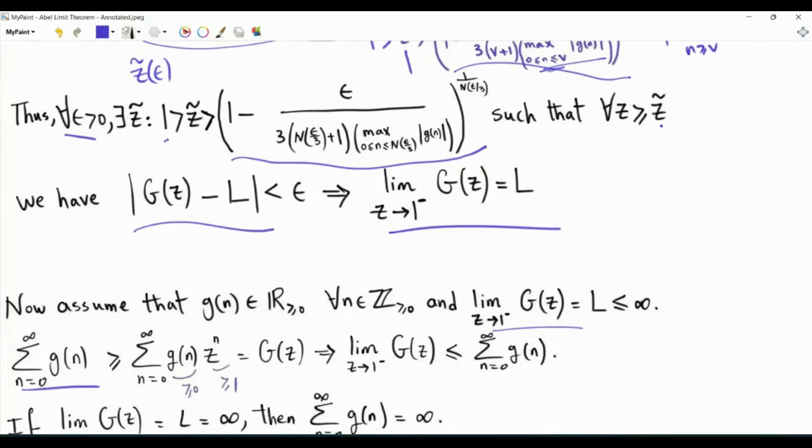Now the summation n from 0 to infinity of g of n, note that g of n now is greater than or equal to 0. So this summation is reduced in value if we replace the 1 that is here by z to the n, because as above, we have z in this range.